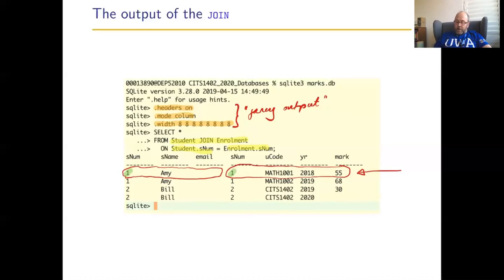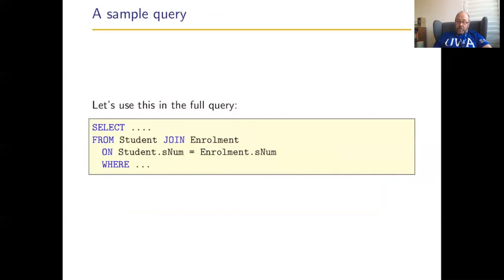Okay, and similarly, at the moment we've just got Amy has done things twice. She's done 2 units and passed them both. Bill has taken CITS1402 once and is now repeating it, but it's not finished yet, so we don't know what Bill's mark is. Okay, so this then is the initial table, where everything else, so in here, after the from statement, this is a description of a table.